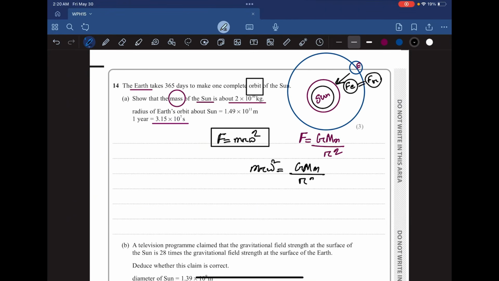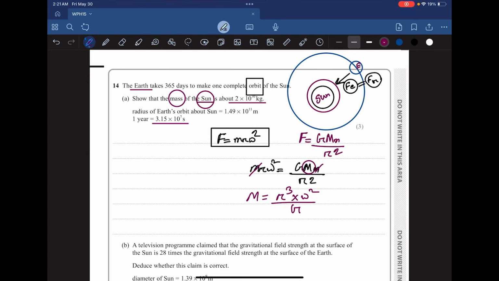GMm by r squared. Out of this we will have to just make this M the subject, because this M is the mass of the sun. Okay, this mass is the M of the sun, and we can cancel out both of these small m. So our formula will become M is equals to r cube into omega squared divided by the bigger G.